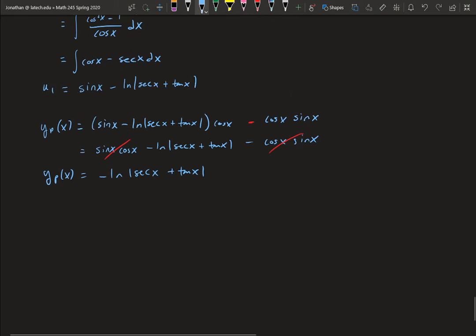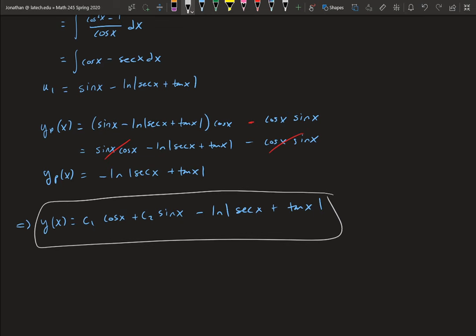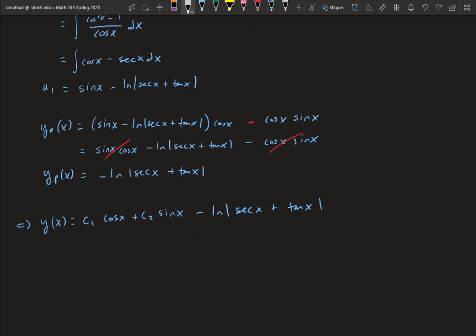And that means our general solution, y of x, is going to equal c1 cosine plus c2 sine minus natural log absolute value secant x plus tangent x. And that's our general solution. And if we had initial conditions, we could plug those in and solve for c1 and c2. Oh my gosh, another mistake. I forgot to multiply by cosine.